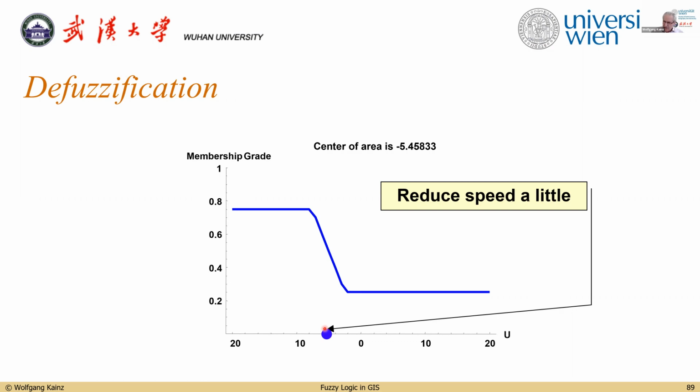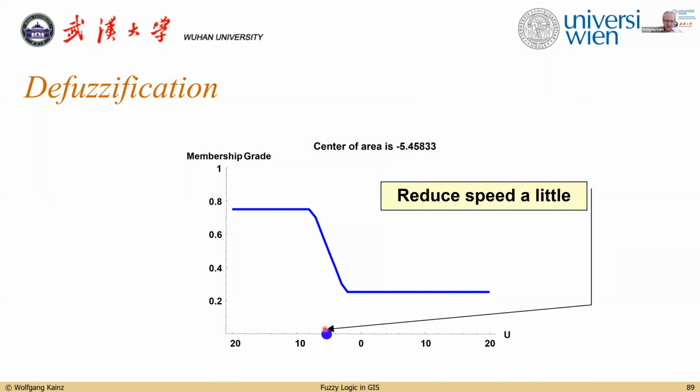So with the given rules and a speed of 15, a distance of 15 and a speed of 60, the conclusion is brake slightly. So that is the example for our fuzzy reasoning, using this example with the cars, using the direct method of Mamdani.